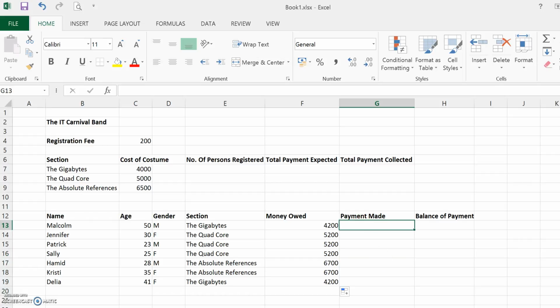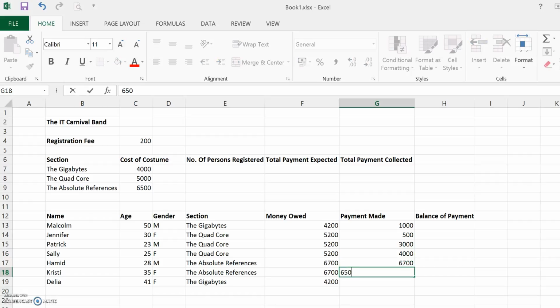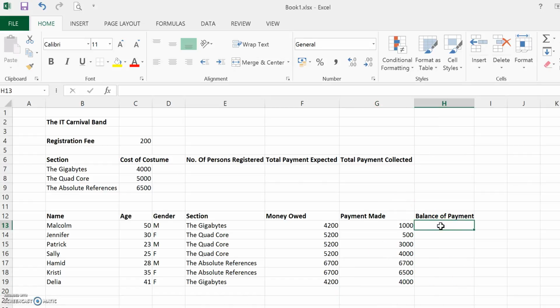Now this is the money that was owed. Persons now can make different sorts of payments. So here I'm just going to put in a set of values so that we can see how the spreadsheet works. So these are the payments that were made. So the balance of their payments now is going to be what they owe, subtract the payment that was made. So this here will represent the money that is owed.